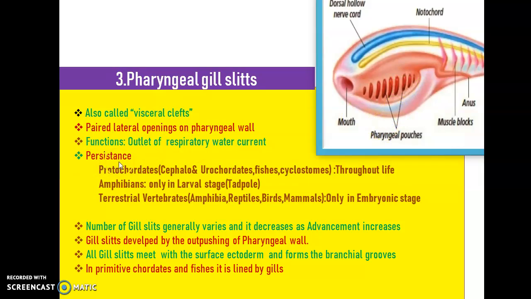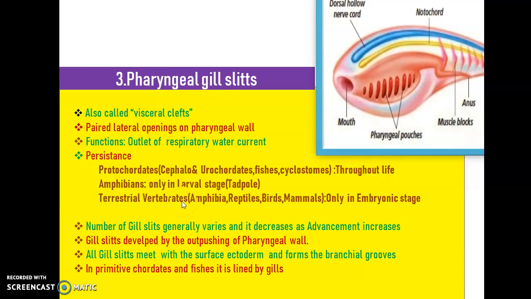And how do they persist? In the case of protochordates like cephalochordates and urochordates, fishes and cyclostomes, they are found throughout their life. Okay, while in the case of amphibians, it is found only in the larval stage. You know that tadpoles are actually aquatic forms, so only in the larval stage you can see these pharyngeal gill slits.